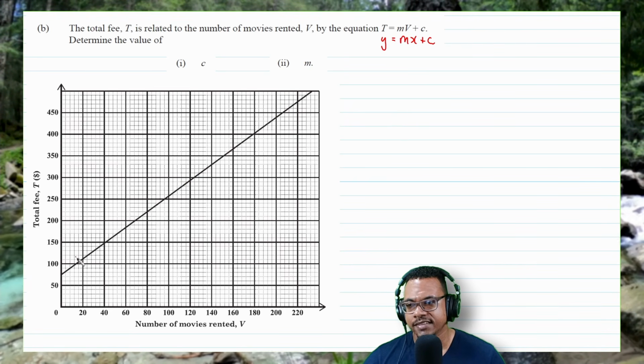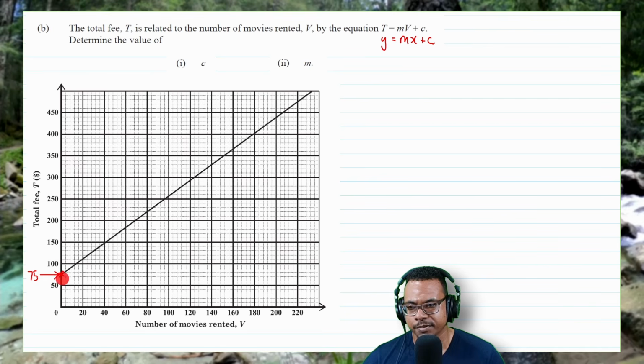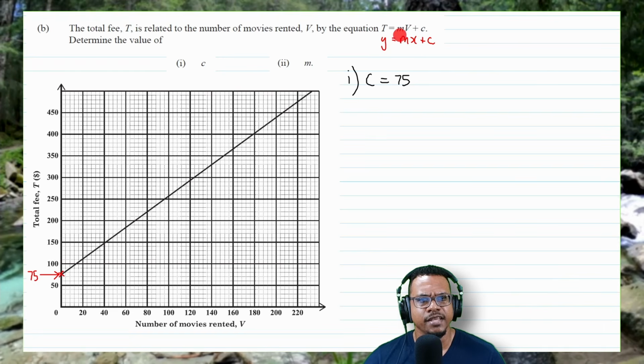So the y-intercept, we established that this is 75. This point here was 75. This was your y-intercept, c. So your y-intercept is here, c, 75. The first one is easy: c is equal to 75. And then we have m here, which is the gradient.